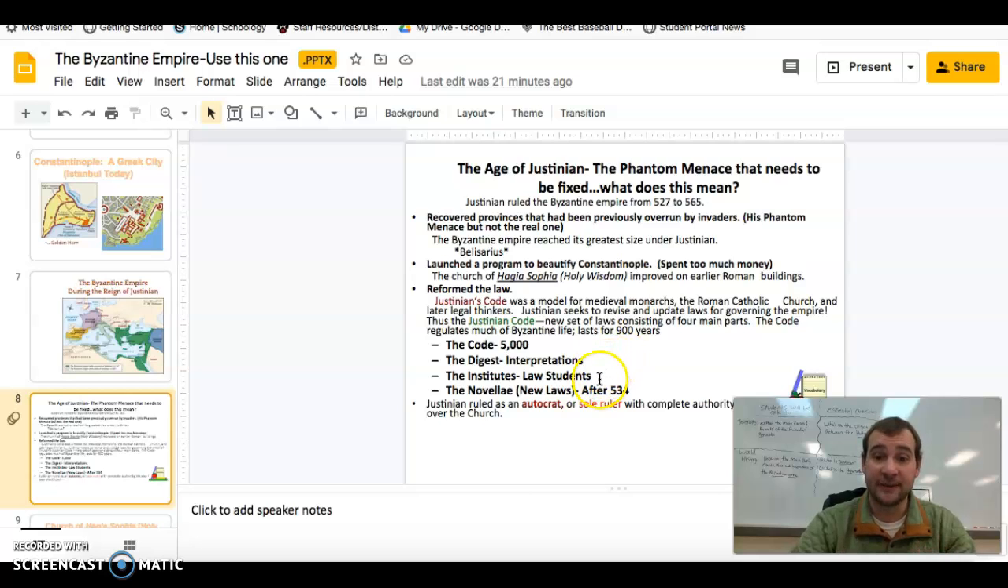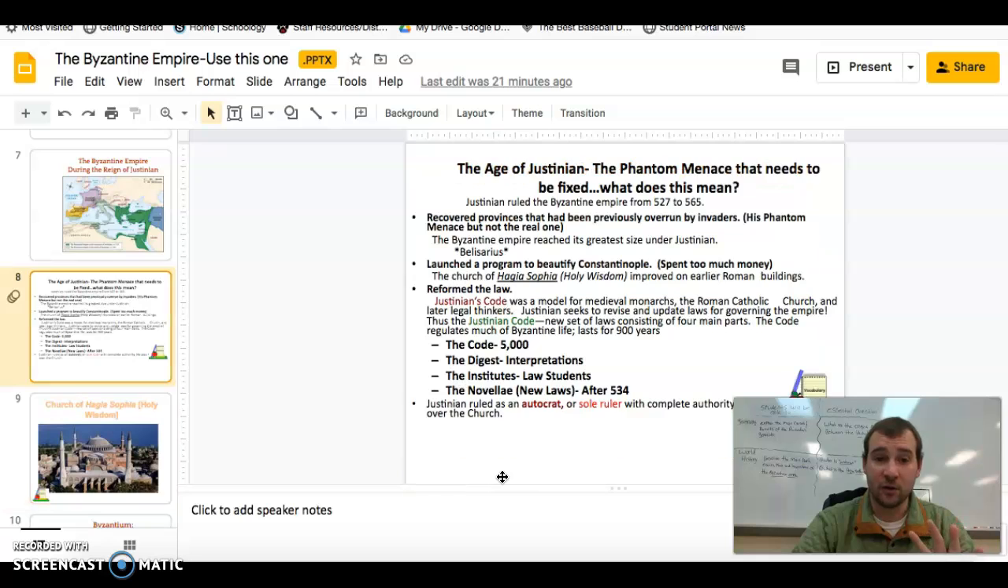We're still using it. All right, there's 4 parts to it. So it's called the Code, the Digest, the Institutes, and the Novelli. That's the 4 parts. We have to know Justinian's Code. So write down the parts, jot down the stuff in bold here. So the first part is the Code, and it's just the 5,000 original laws that get put out there. The next is the Digest, or the interpretations.